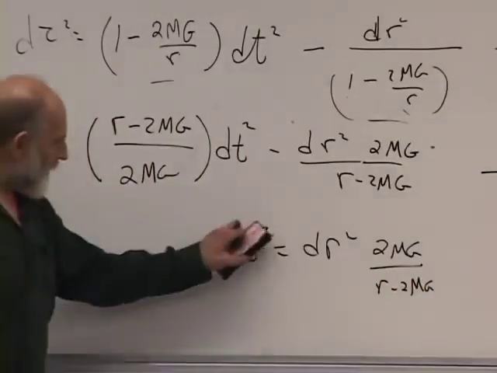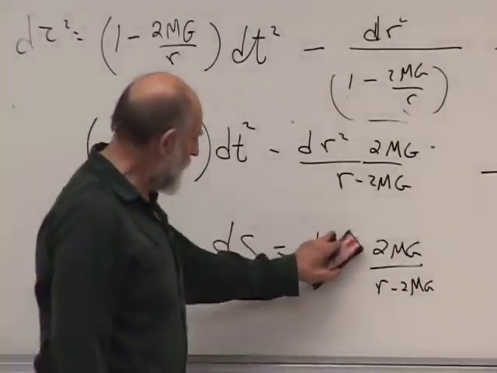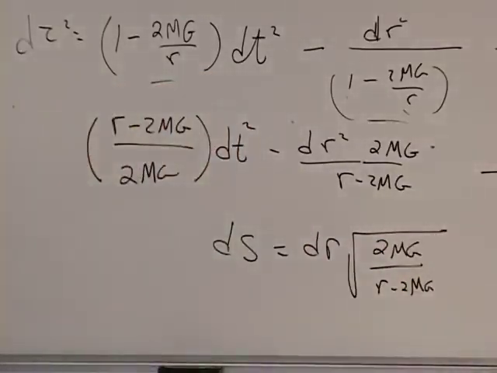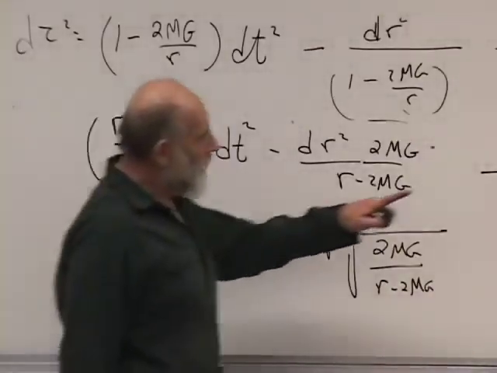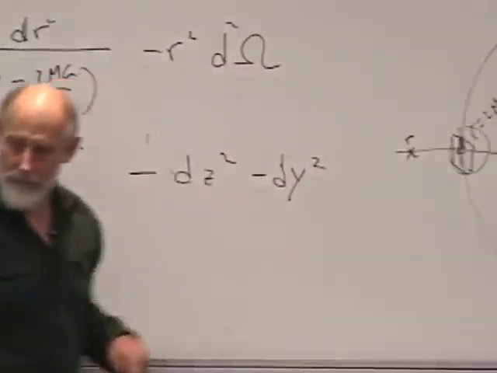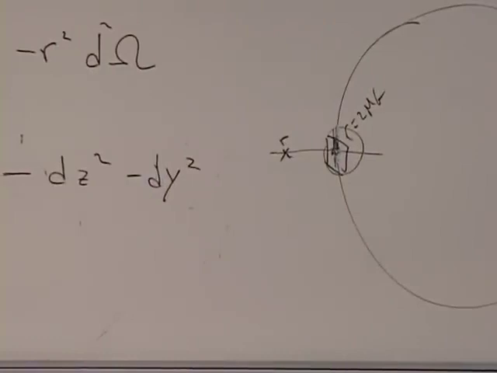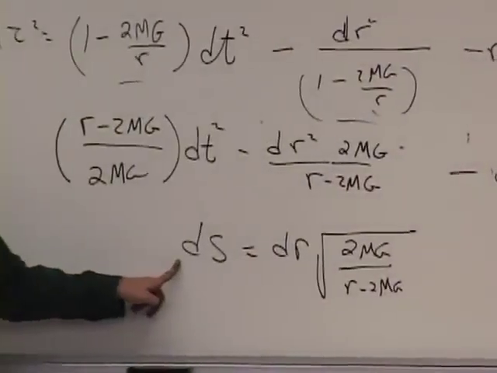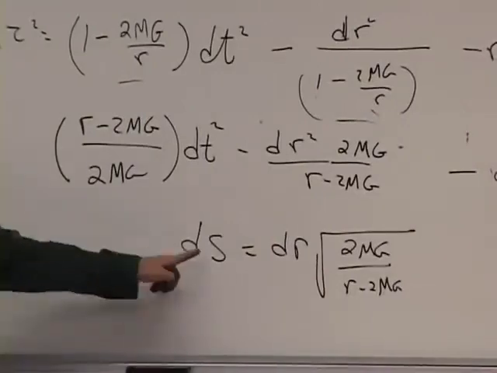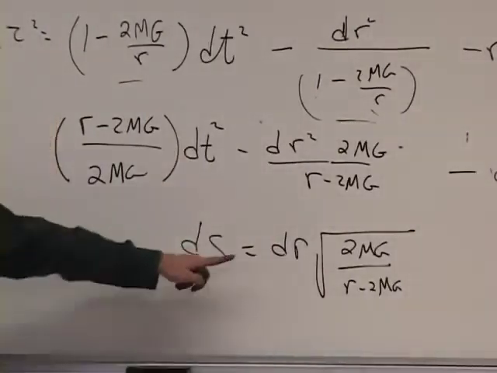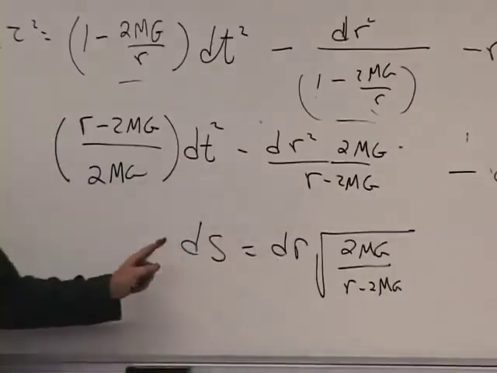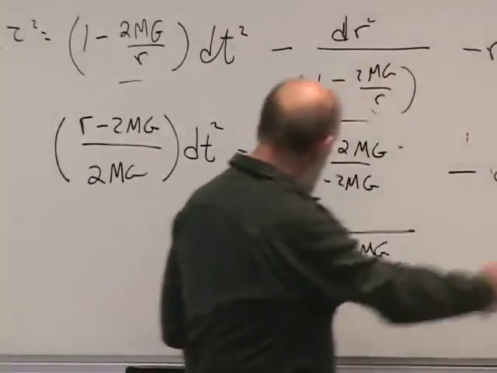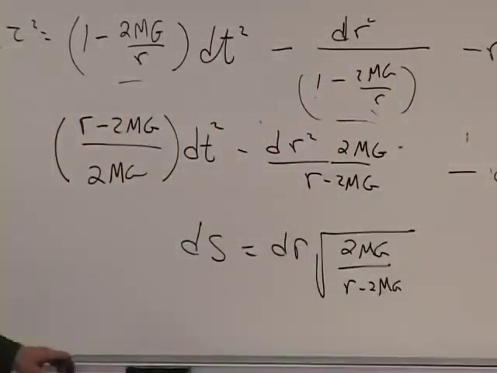Okay, we take the square root of that. Now, how do we find the distance from this point to that point? We have to do an integral. The distance is the integral of this. Okay? This is the differential distance when you change r by a little bit. If we actually want the distance from r equals 2mg to an arbitrary point, we have to integrate.